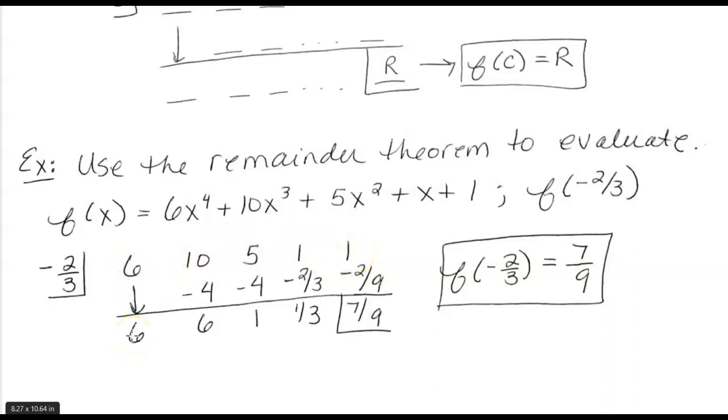So we drop down the 6. You multiply negative 2/3 times 6, and that would give you negative 4, and it would go here. Add. Multiply negative 2/3 times 6, which we just did. It's negative 4 again, so it goes here. Add 1. Negative 2/3 times 1 is negative 2/3. 1 minus 2/3 is 1/3. 1/3 times negative 2/3 is negative 2/9. And then 1 minus 2/9 is 7/9. So this answer that we get as the remainder is the value of f of negative 2/3. So f of negative 2/3 would equal 7/9.